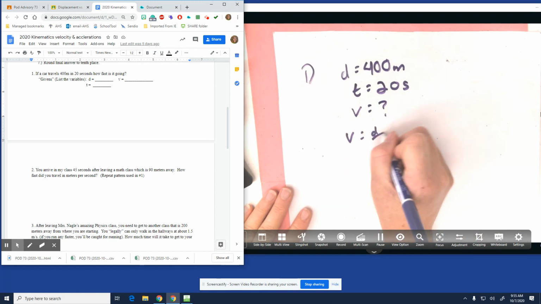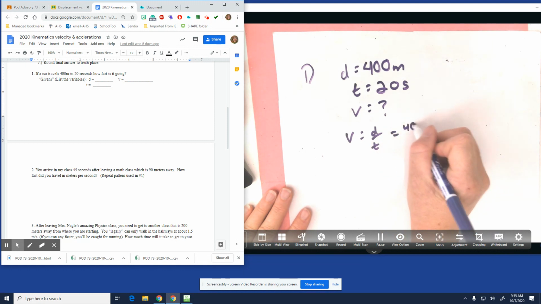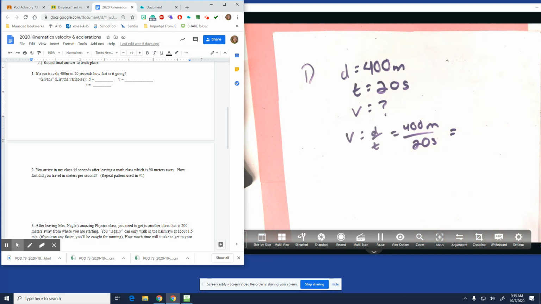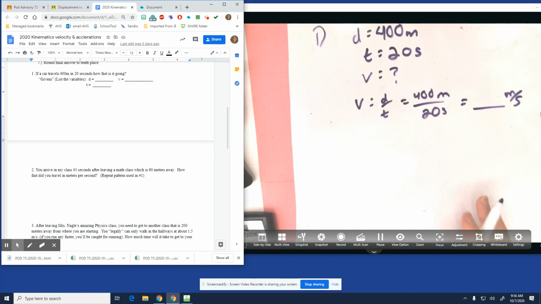You write your formula down. You plug in what you know and what you don't know. You put 400 meters divided by 20 seconds. Put that in your calculator. And then your unit is meters per second.